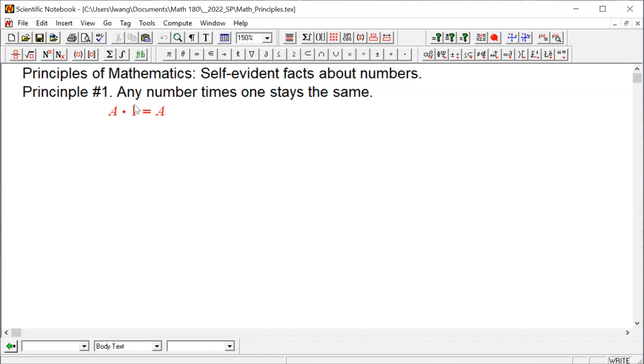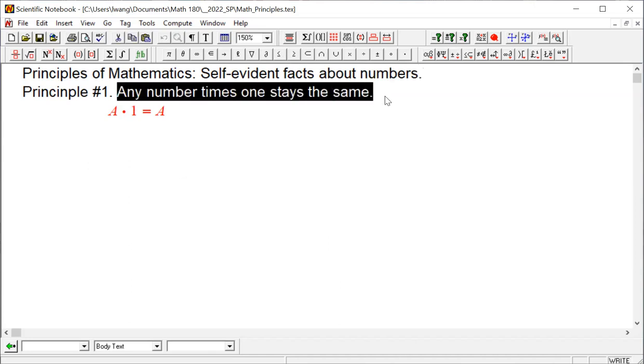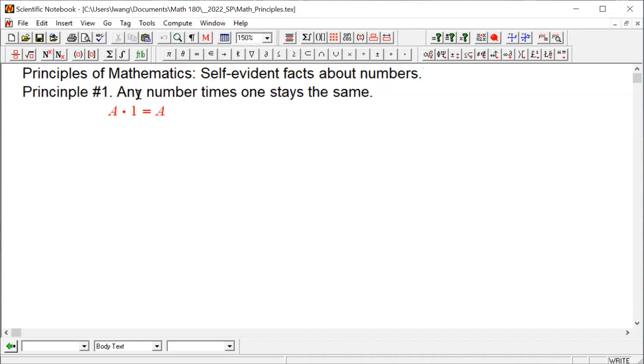The first one: any number times 1 stays the same. Using words, that's how we say it. In mathematical notation, we say A, representing any number, multiplied by 1 is equal to, meaning is the same as, the number we started with. So any number times 1 stays the same. This is called a statement.